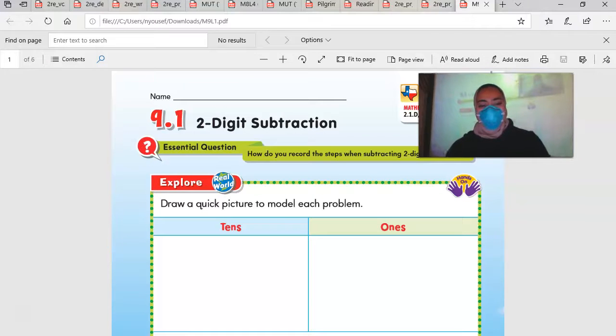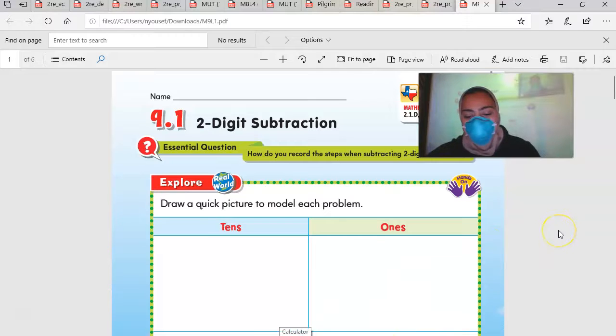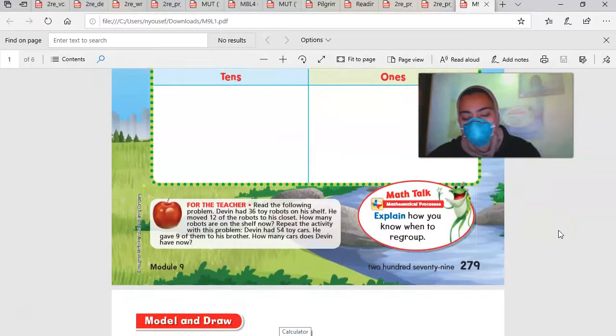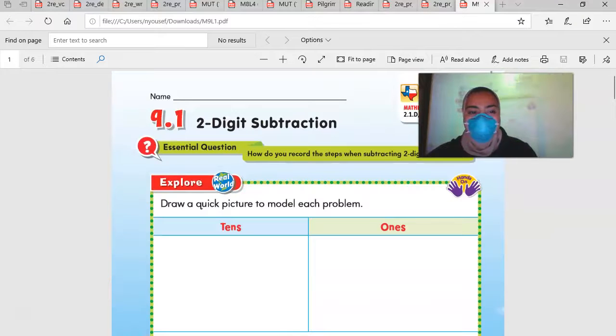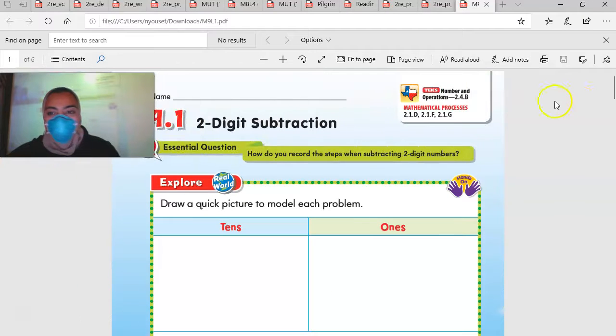Hi, welcome. Here's your Go Math lesson for today, section 9.1. We are talking about two-digit subtraction now. You should be on page 279. All right, let's get started.